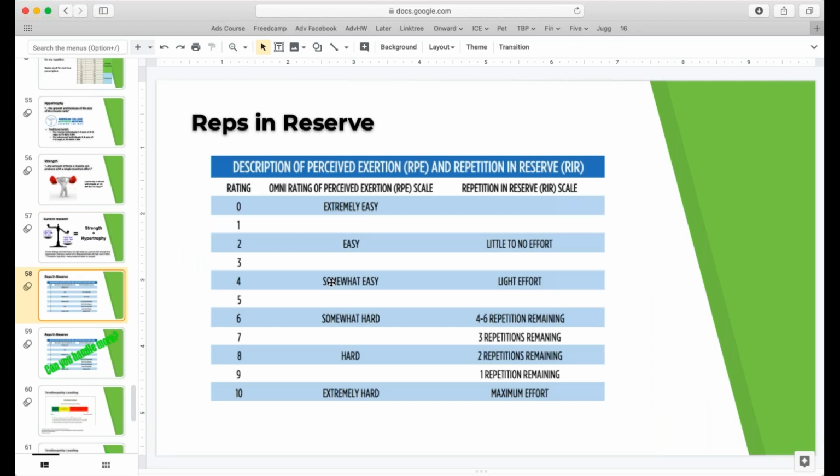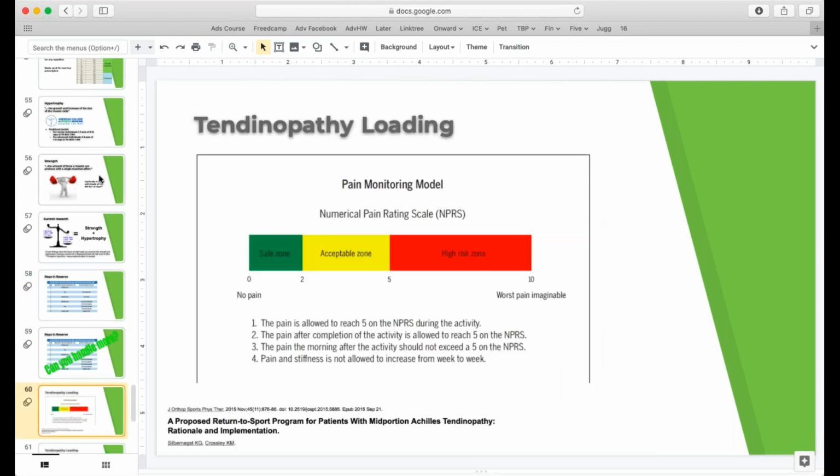A lot of times I simply program off of rating of perceived exertion. 0 to 10, how hard do you feel like you worked? I typically tell people, I want you to feel like you're working out at a 7 or 8 out of 10 intensity. And that's typically enough that we're challenging them enough to be pushed to do a little bit more.